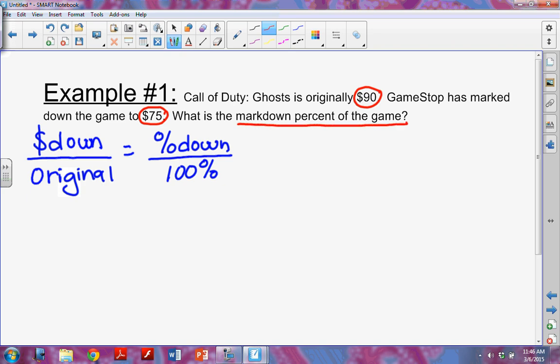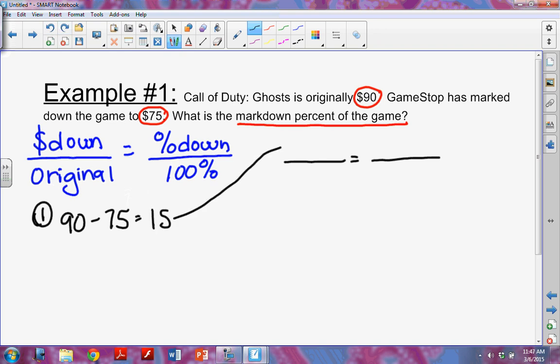So if you remember from when we had mark up, if we had both monies, we had to subtract first to find how much it's marked down. So the money that it's just marked down. So I have both monies here, so I'm going to do 90 minus the 75. So here's step number 1. 90 minus 75 gives me the $15. So that 15 is what we're going to put right on the top in our proportion.